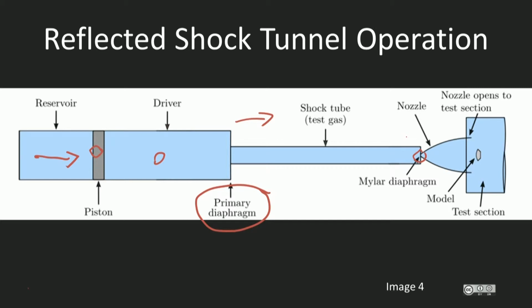At the end of the small opening in the shock tube, we can see a nozzle. This nozzle is designed to expand flow, and it opens up to our test section where the model is located. So we're doing our experiments on this model here. Before the shot, the entire region from the small opening, so this point here, backwards, is pumped down and evacuated.